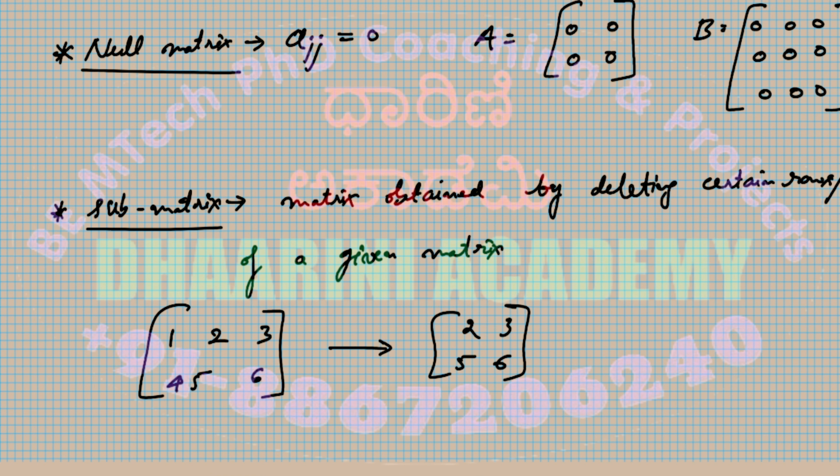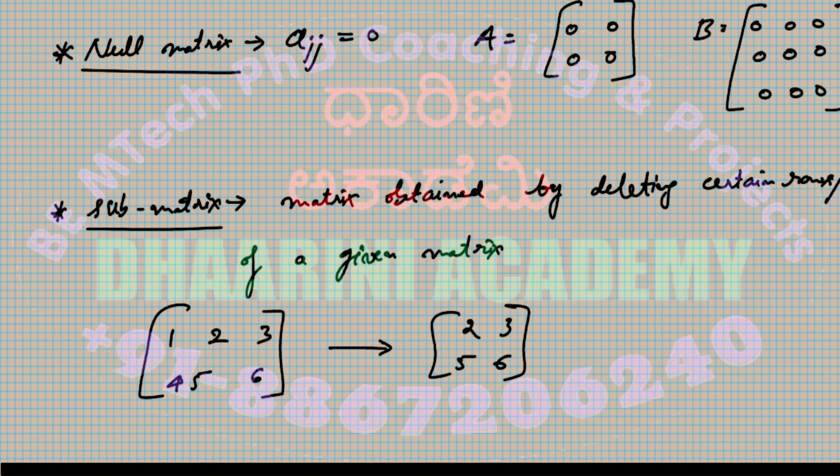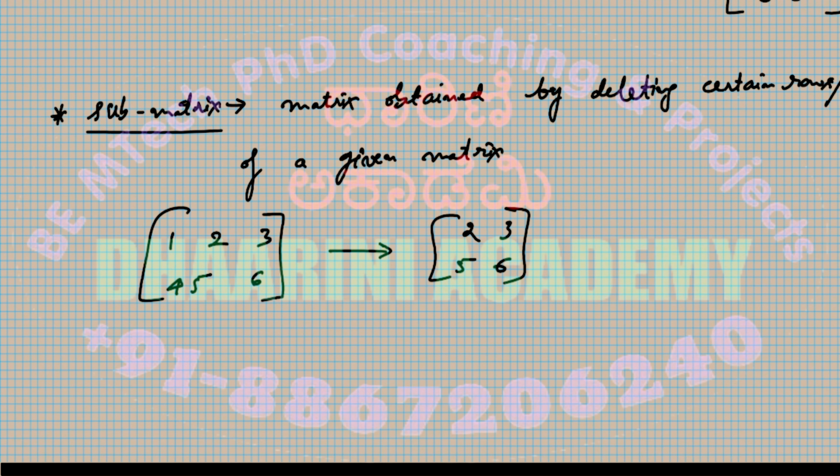So you delete either rows or columns or both, not just one row, one column. We can delete 2 rows, 2 columns, 2 rows, 5 columns, 3 rows, 2 columns, etc. Anything we want, we can do, right? So whatever remains is called a submatrix. Okay, so these are the types of matrices.